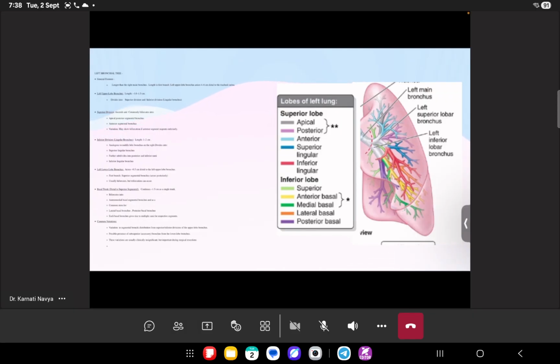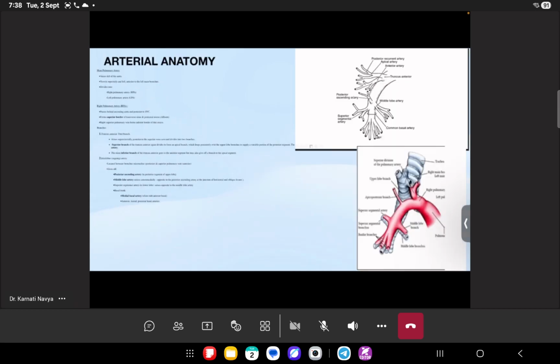The normal common variations in this bronchial tree are the variations in the segmental bronchi from the superior and inferior divisions of the upper lobe bronchus, and the possible presence of a subsuperior accessory bronchus from the lower lobe bronchus. These variations are usually clinically insignificant, but important during surgical resection.